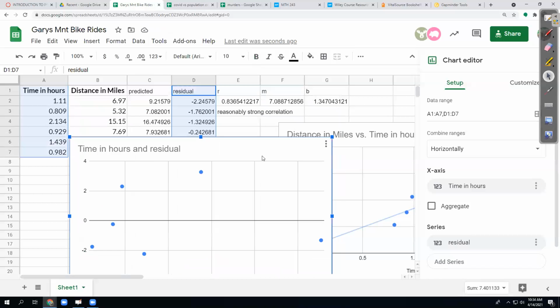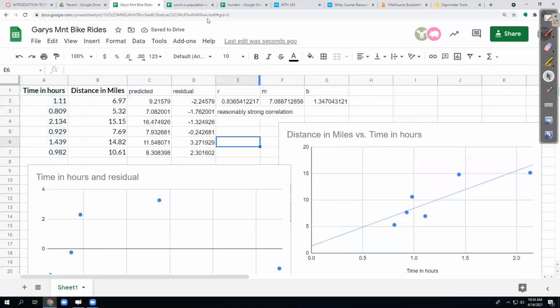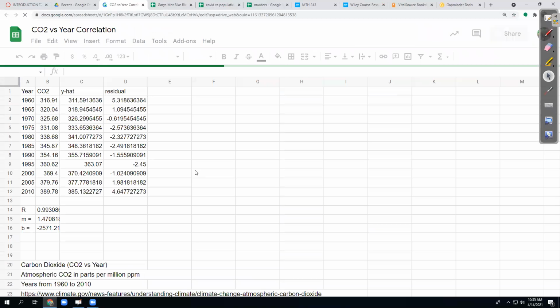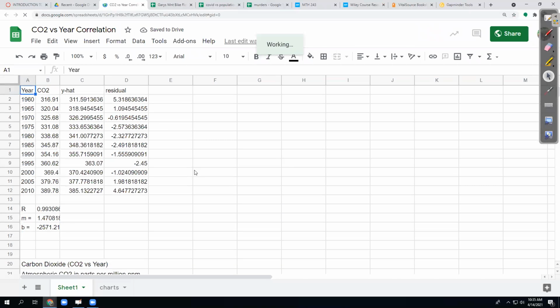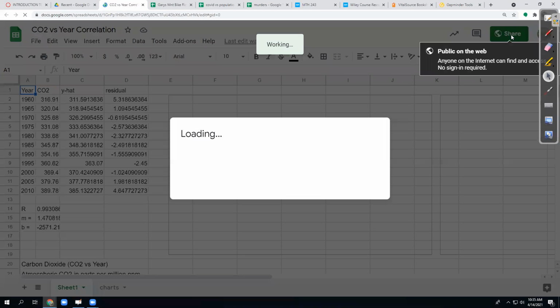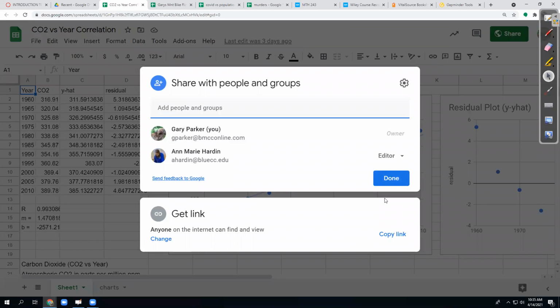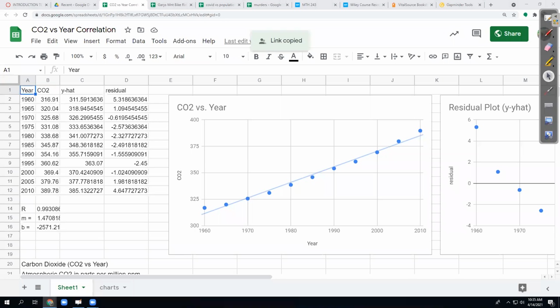If there is a pattern, then we would say, huh, maybe a linear model wasn't a good idea. I'm just going to show an example of that. Let's see, CO2 is a good one. So here I did it ahead of time. Give it a second to load. If you want to take a look at this on your own, here's the link. But this is just going to be a brief demo.